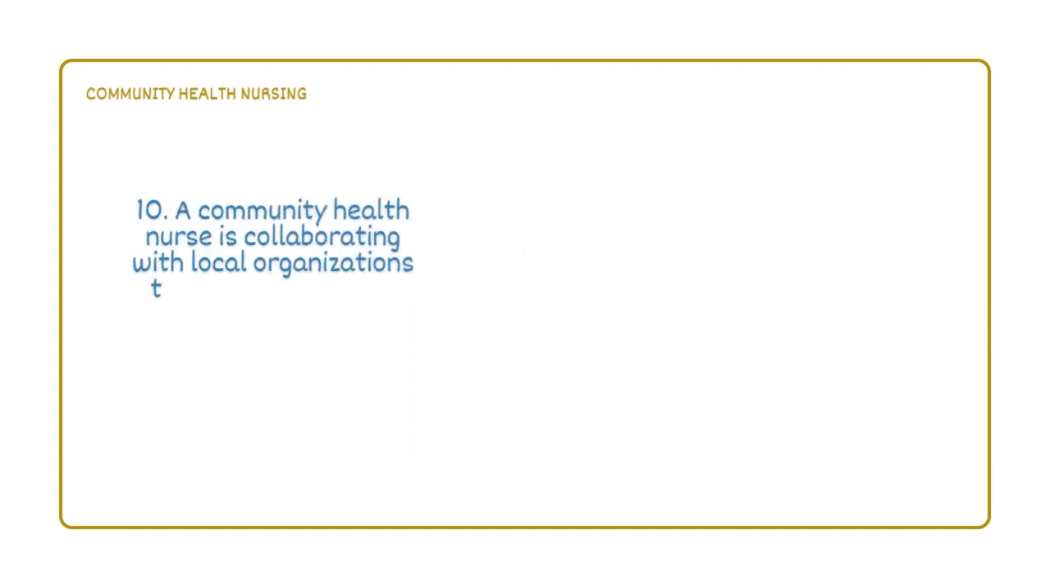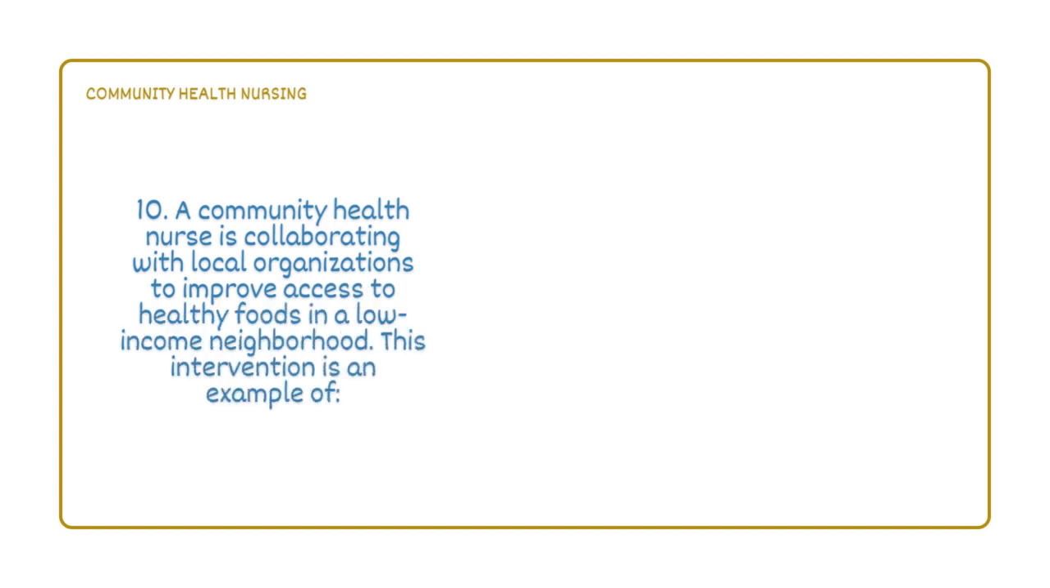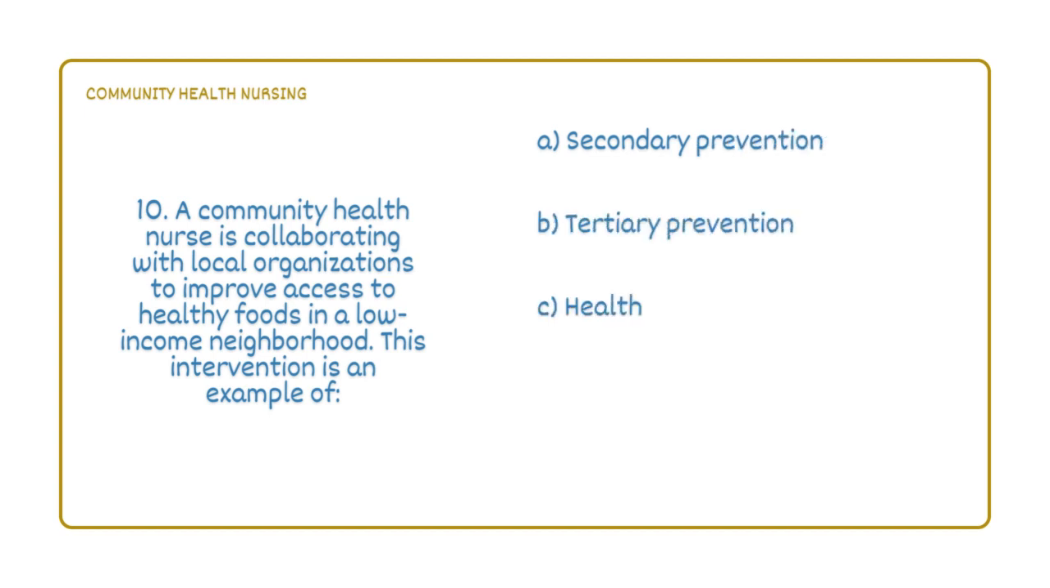10. A community health nurse is collaborating with local organizations to improve access to healthy foods in a low-income neighborhood. This intervention is an example of A. Secondary prevention. B. Tertiary prevention. C. Health promotion. D. Disease management.